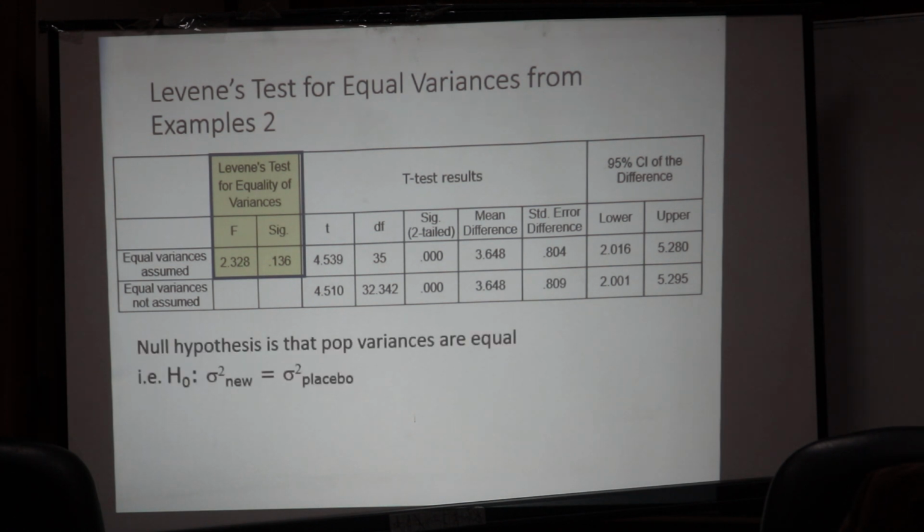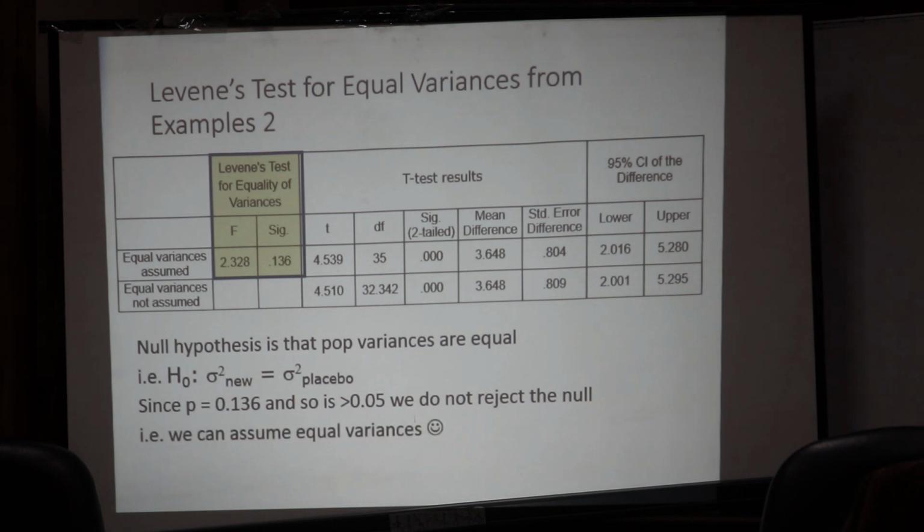The null hypothesis says the variances are equal. We don't want to reject the null hypothesis. If we reject it, we end up with unequal variance. So in this case, we fail to reject, so it's good. We have equal variance. This is good for choosing which kind of independent t-test output to use.